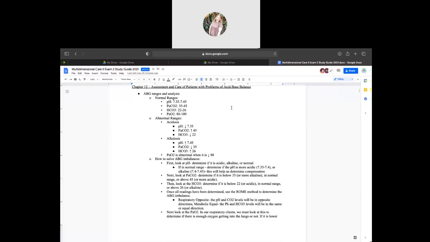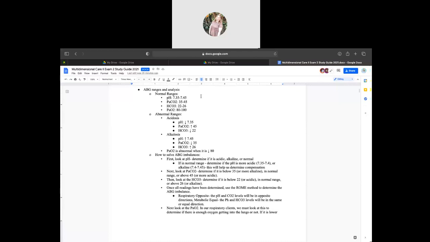So when you have an ABG with, for example, a PaCO2 of 50, that's going to be more in acidosis, rather than a PaCO2 of 20, where you're going to be more in alkalosis. So those are some things to keep in mind.